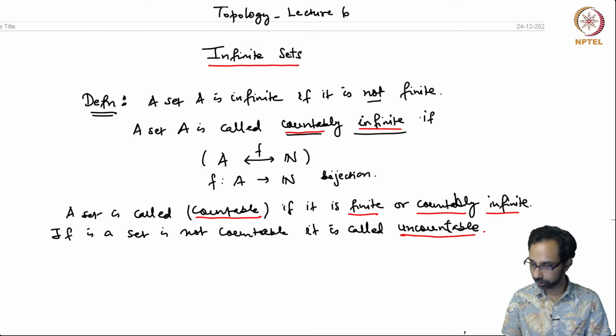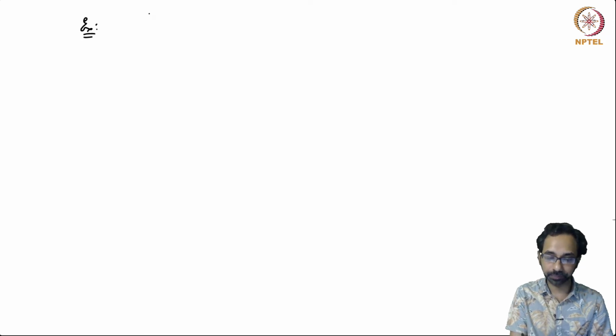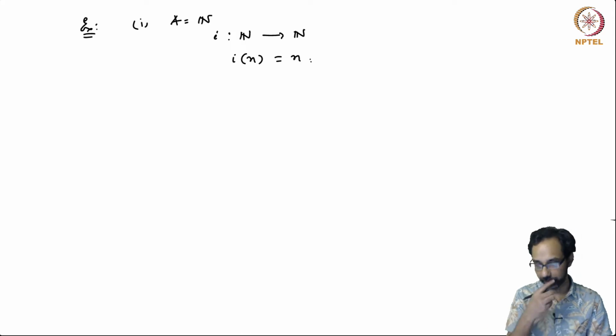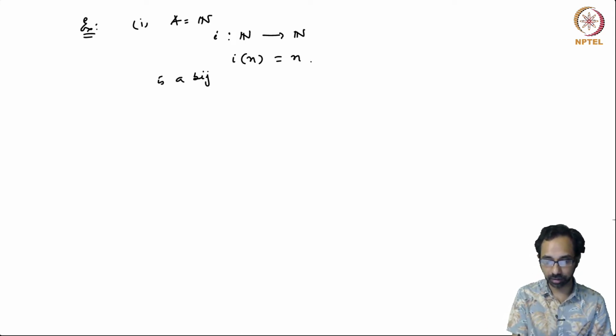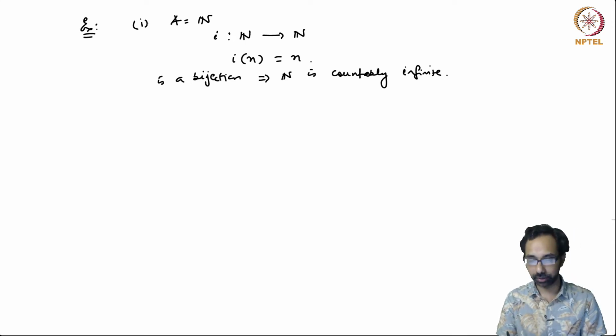So what are the examples of countably infinite sets? So of course a trivial example is the set A to be the natural numbers itself, and the bijection, let me call it I, which takes N to N. Okay, this is a bijection. So this implies that by our definition of countably infinite sets, N is countably infinite. So this is almost by definition, right? What are other kinds of countably infinite sets?